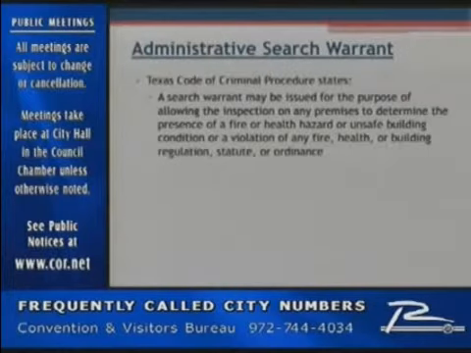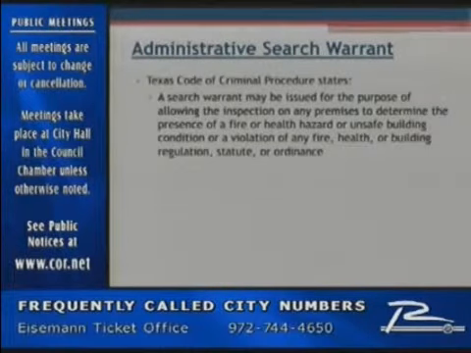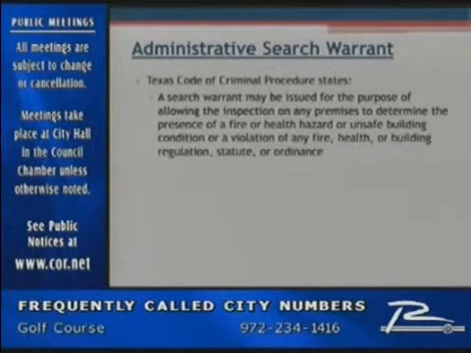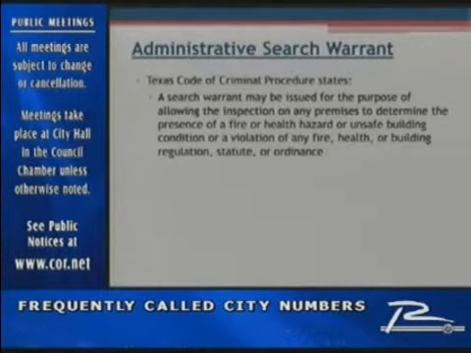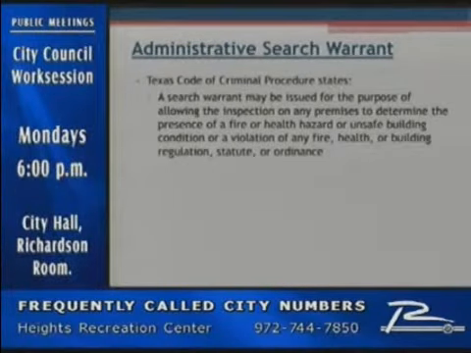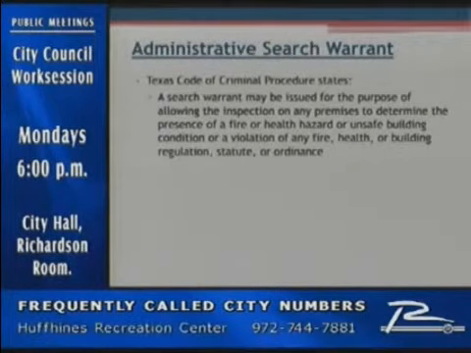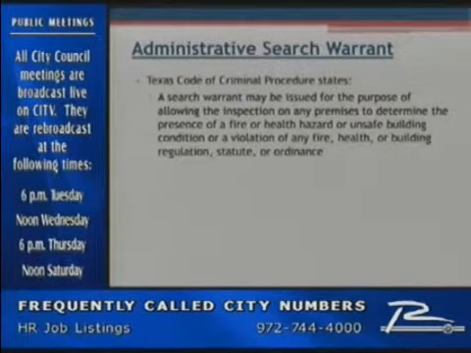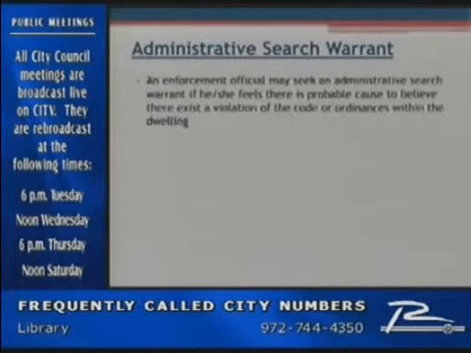Let me talk a little bit about warrants before we go forward in the inspection process. The city's ability to seek a warrant from a magistrate is actually authorized under the Texas Code of Criminal Procedure, which states a search warrant may be issued for the purpose of allowing an inspection on any premise to determine the presence of a fire or health hazard, an unsafe building condition, or any violation of a fire, health, building regulation, statute, and ordinance. So, how do we go about achieving that?